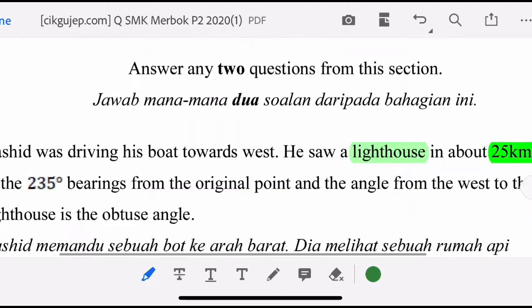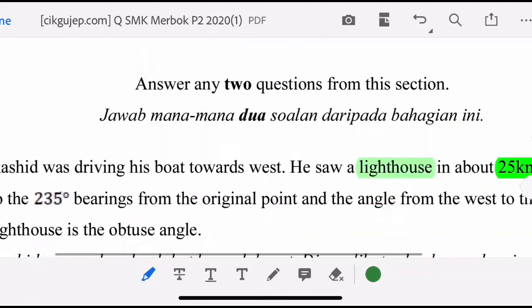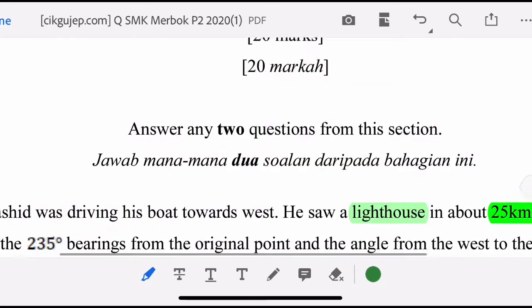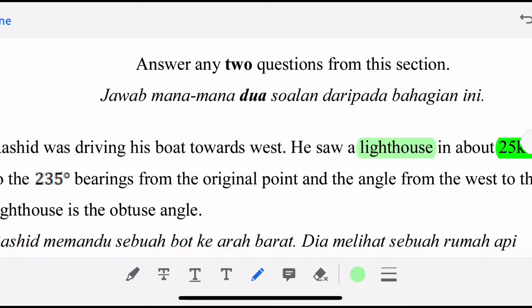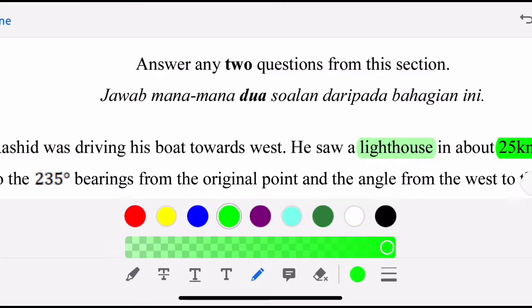Make sure you really understand the question. So today I would like to discuss Section C, a HOTS question. This is a very good question for you to attempt before the SPM exam. So let's get started with reading the question.